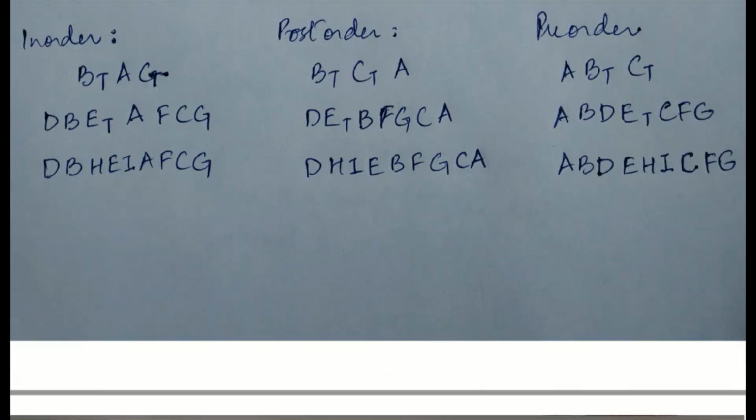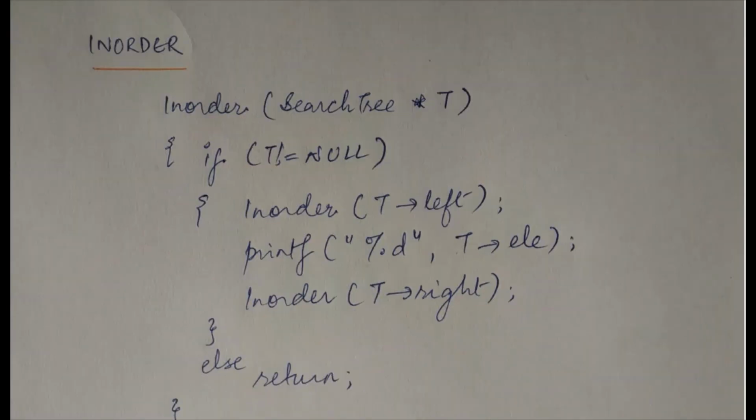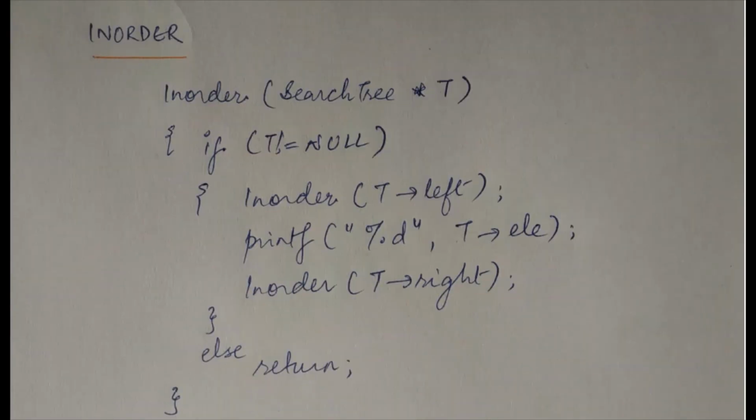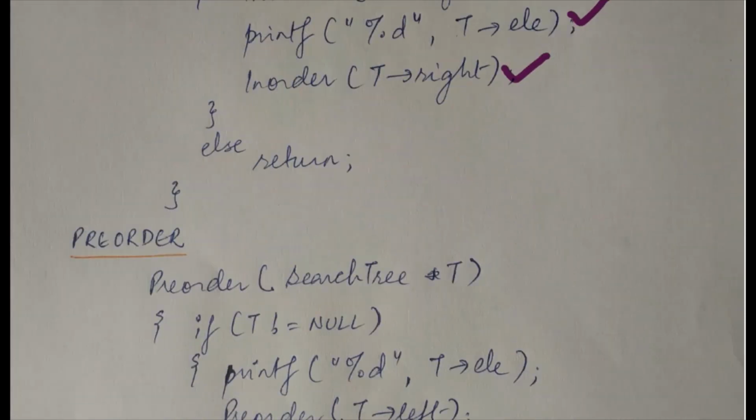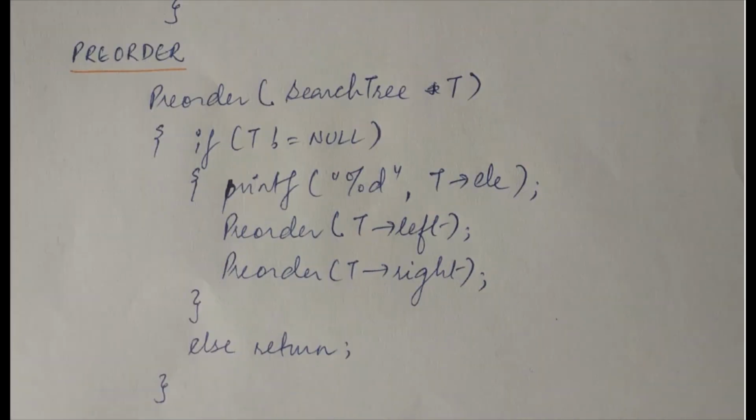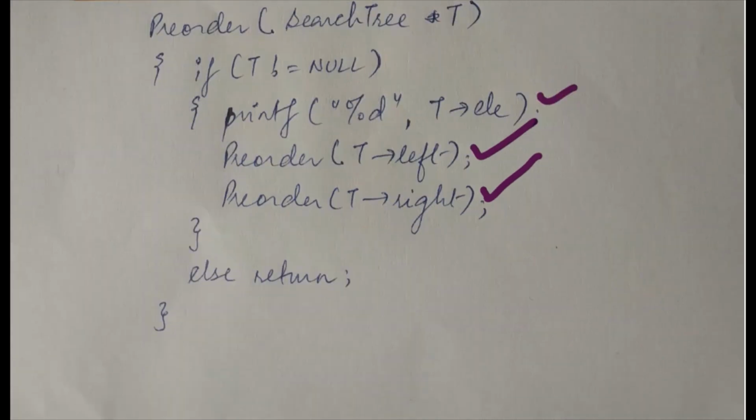Same case for in order. In order, you first print the left subtree, then the root, then the right subtree, and then you return. So the printing will be taken care of. Pre-order: print the root first, print the left subtree, print the right subtree, and then return once all the recursive calls are done.